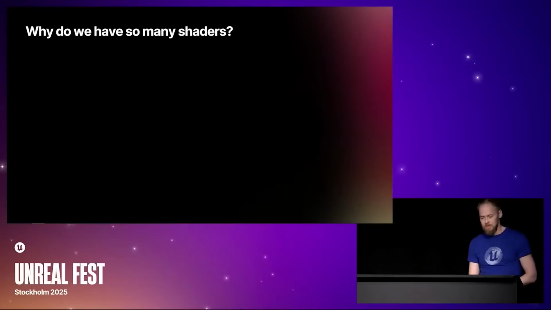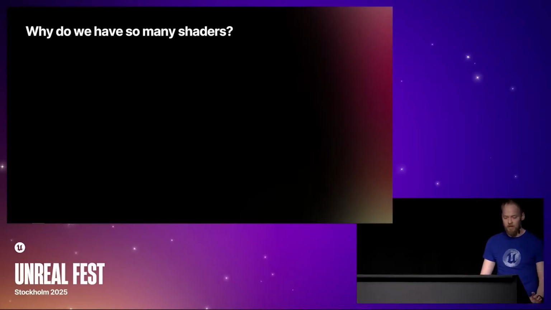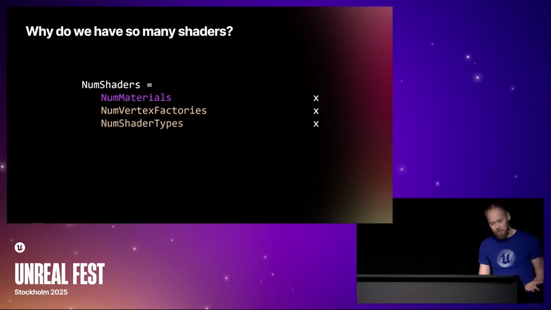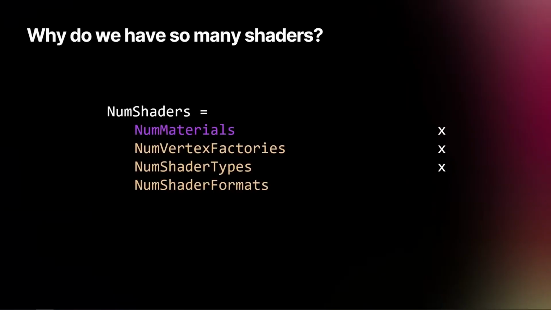So let's dig into the key problem then. Why do we have so many shaders? As I mentioned on the previous slide, material shaders are generally by far the most numerous. So we're just going to consider those here. We've got a simplified equation here. It gives us an upper bound for the total material permutation count, which is the number of materials multiplied by the number of vertex factories, multiplied by the number of shader types, multiplied by the number of shader formats. There are a lot of terms here, obviously. The reason I say this is an upper bound is because obviously you're not going to have all vertex factories and all shader types enabled for all materials, but you could in theory.